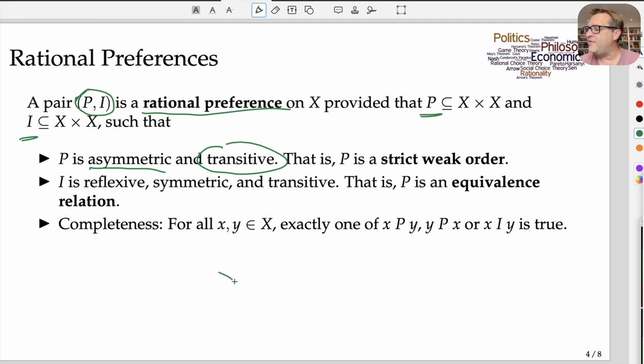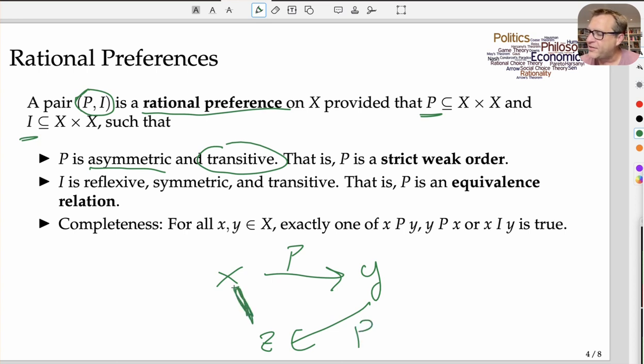That means that if X is strictly preferred to Y and Y is strictly preferred to Z, then it has to be the case that X is strictly preferred to Z. That's the definition of transitivity. And this has to be true for any elements of X. So your relation P representing your strict preference is what's known as a strict weak order. Any relation that satisfies asymmetry and transitivity is called a strict weak order.